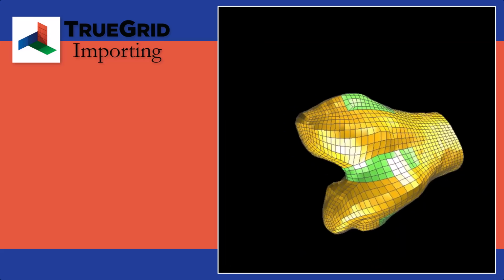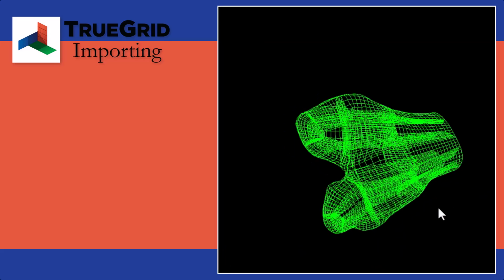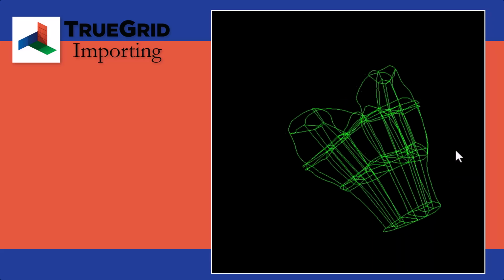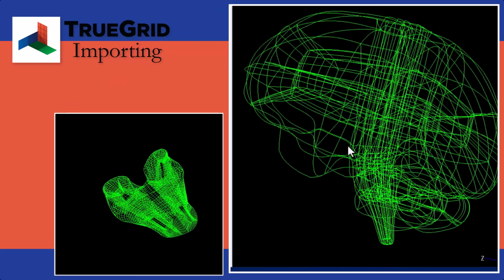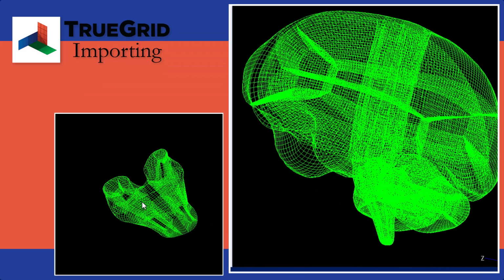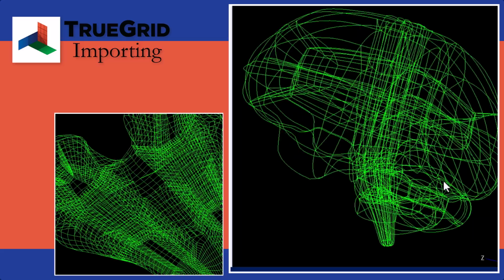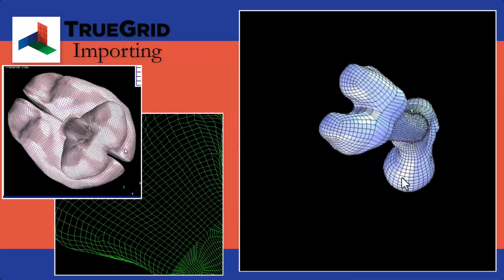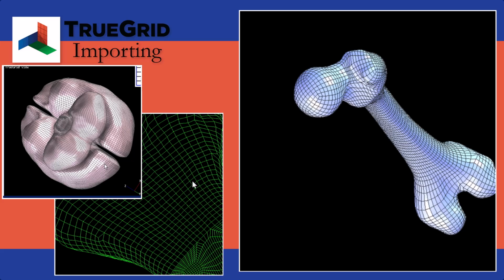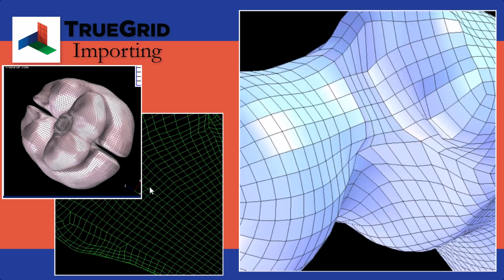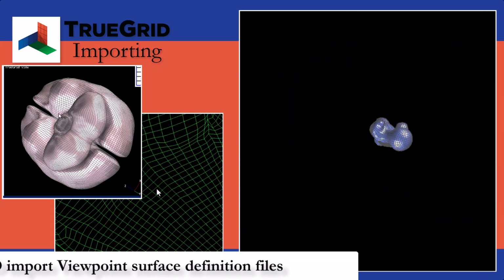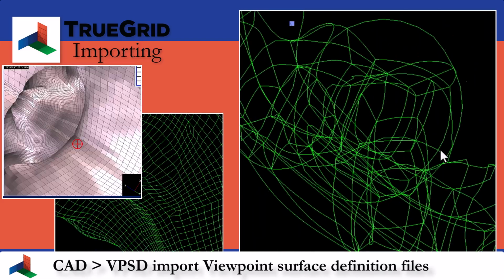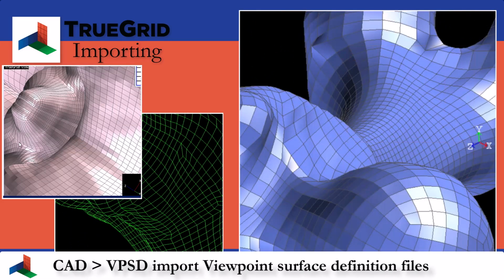the biomechanical engineering field. In medical imaging, the marching cubes algorithm is used to create 3D models of anatomical structures like bones, organs, or blood vessels from CT and MRI data. TrueGrid can import these geometry files using the VPSD or Viewpoint Surface Definition Files Import command.